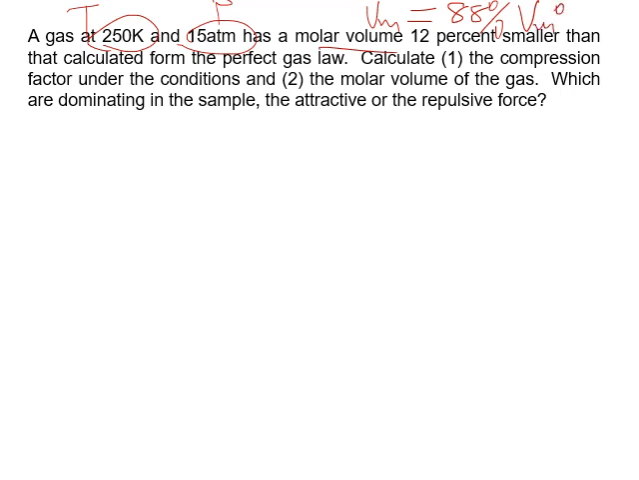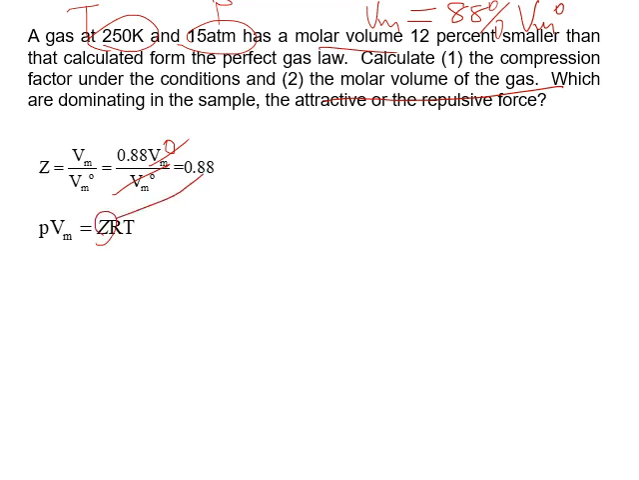So from this information, we can calculate the Z factor, which is the real volume divided by ideal volume. Real volume is 88% of ideal volume, so the ideal volume cancels out, and you get 0.88. It asks you to calculate the molar volume of the gas. So we use the gas law, which is PVm equals ZRT.